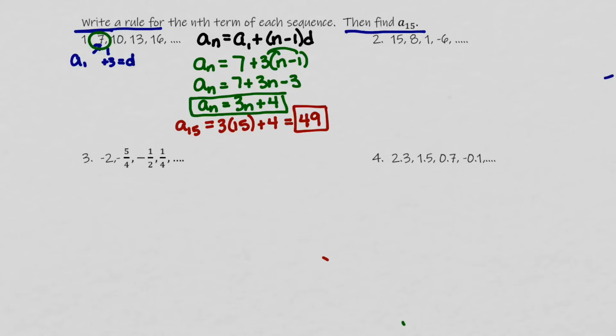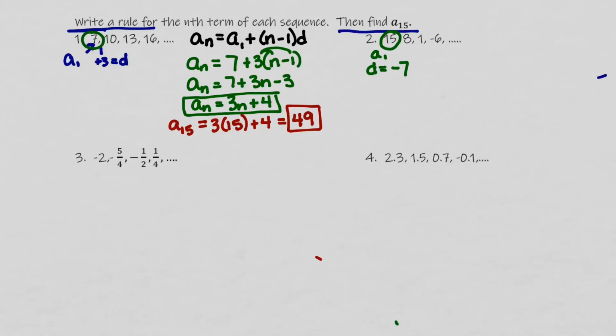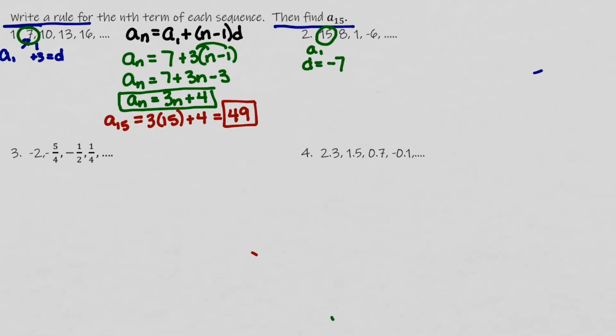All right, number 2. a_1, again, is that first term. That's a_1. And d is going to equal what I'm adding to get to each term. So it's 15, and it looks like I need to subtract 7, so add a negative 7. So d is negative 7, and I'm going to plug it in. All right, so I'm going to plug it into the equation I know. So a_n is going to equal a_1, which is 15, plus d, which is a negative 7, times n minus 1.